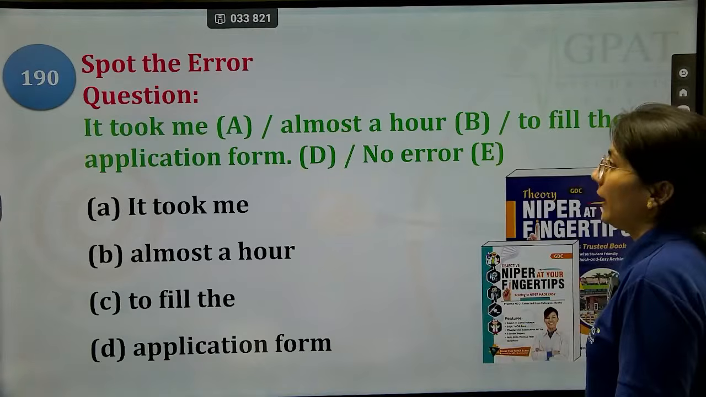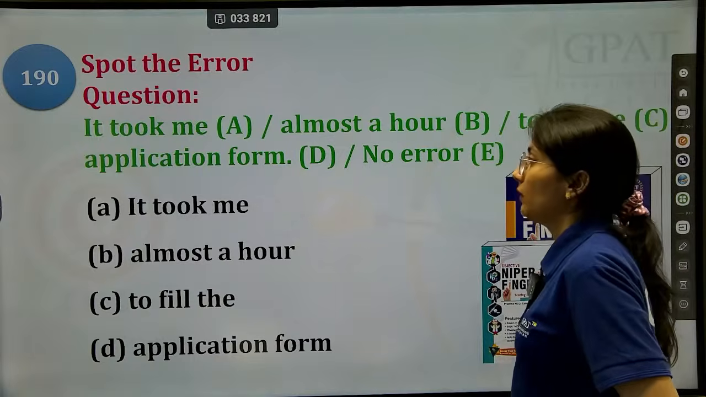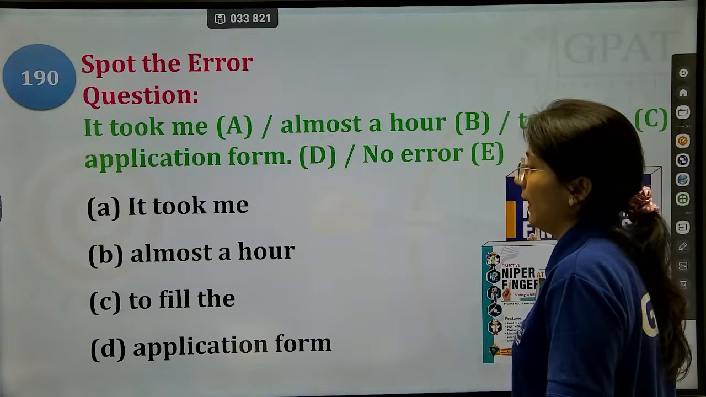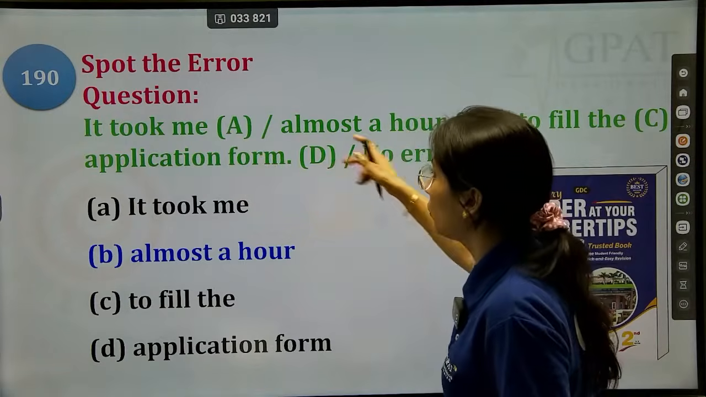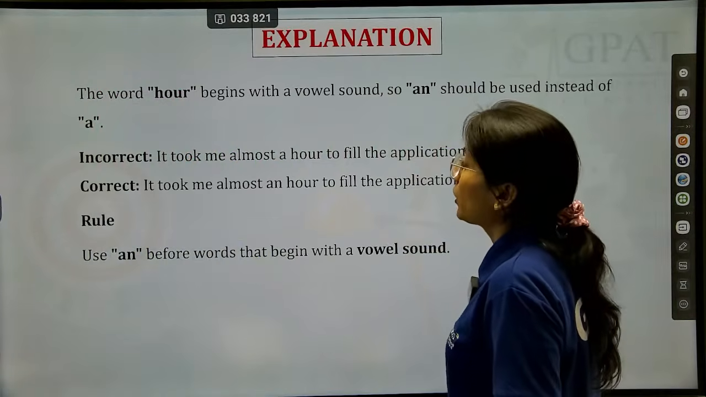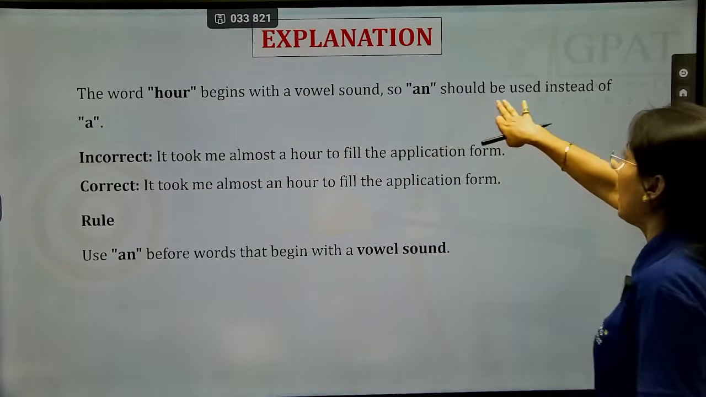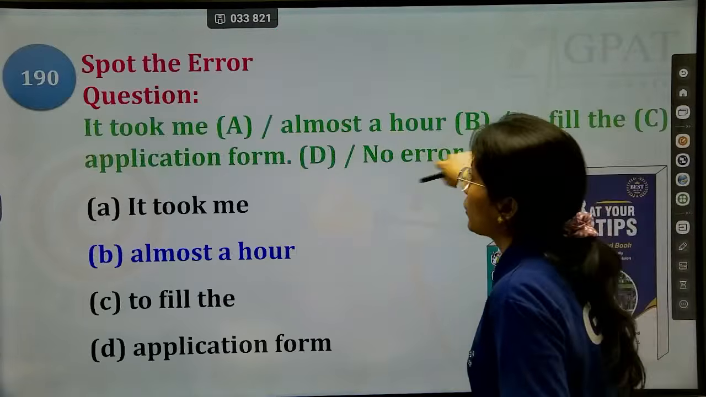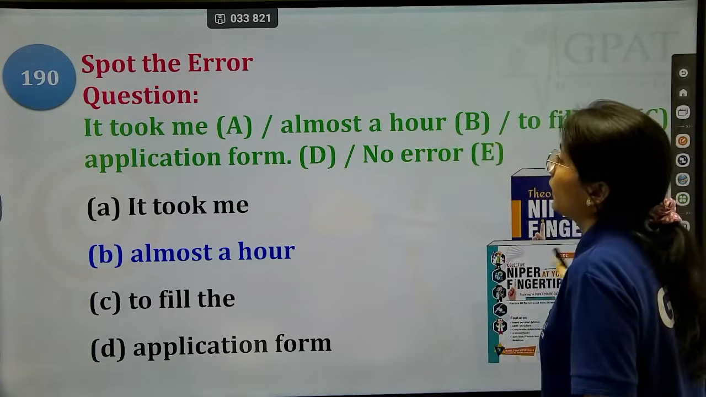Next, it took me almost an hour to fill the application form. No errors. Which part has the error? That is almost an hour. The word hour begins with a vowel sound, so an should be used instead of a. So it took me an hour. It took me almost an hour to fill the application form.